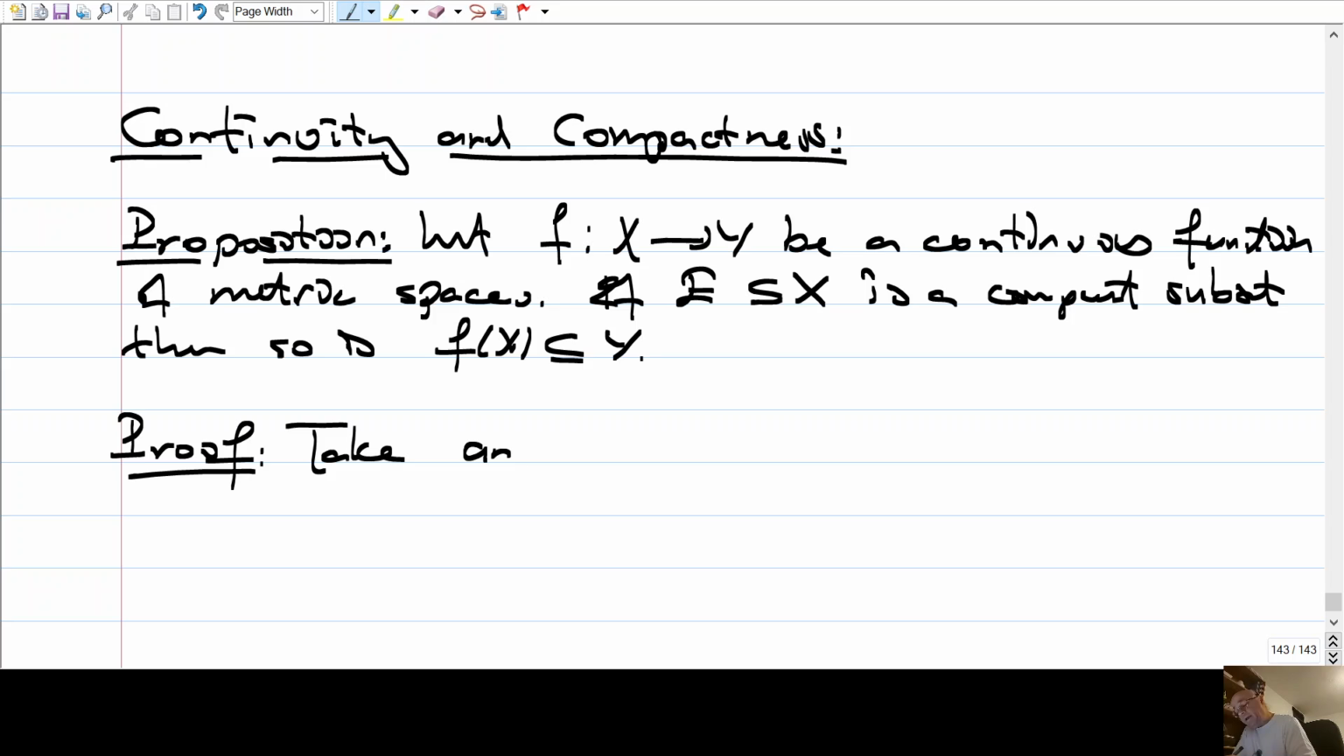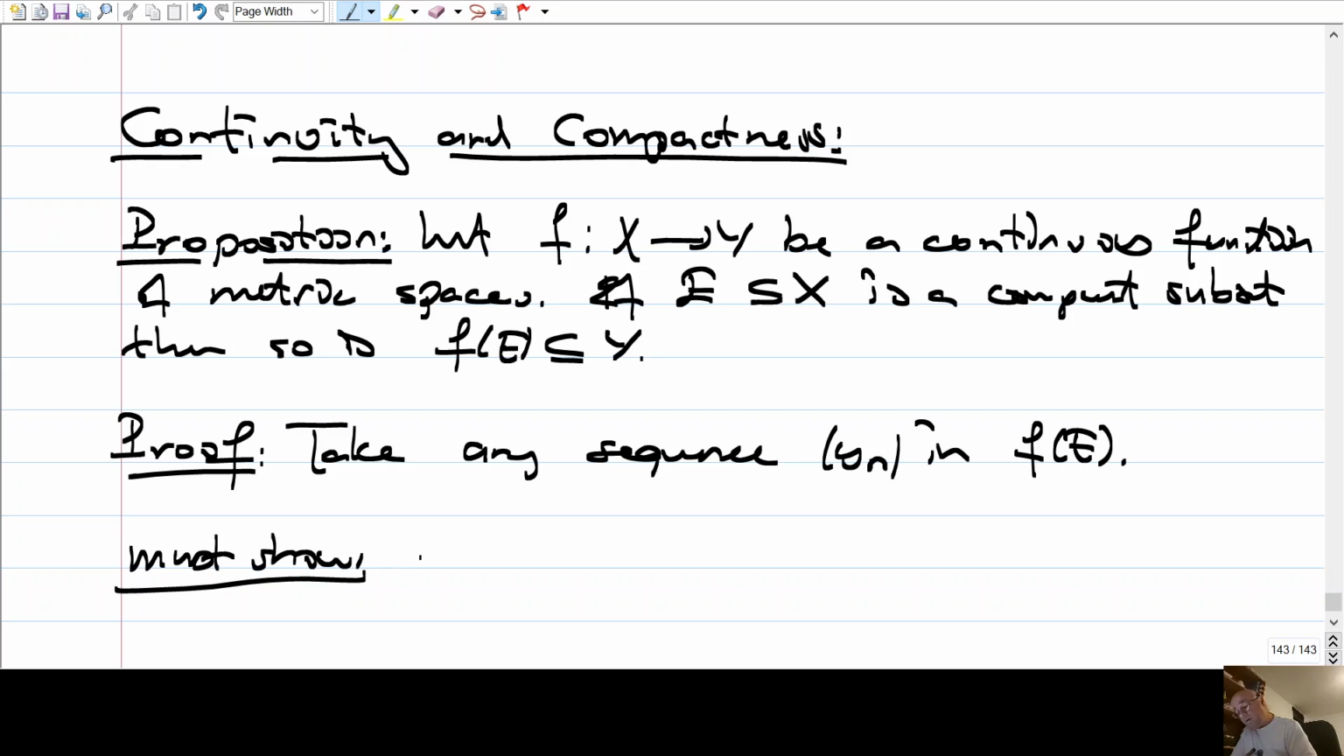So take any sequence y_n in, I should say f of E, a sequence in f of E, right? The proposition says the following: if you take a compact subset of X, then its image is a compact subset of Y. Now I want to show that f of E is compact, and to show that I take any sequence in f of E, and I want to show that this sequence has a convergent subsequence. So I must show y_n has a convergent subsequence.